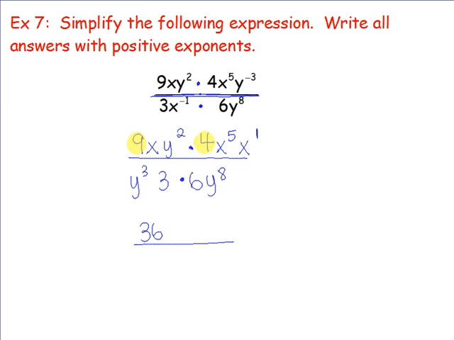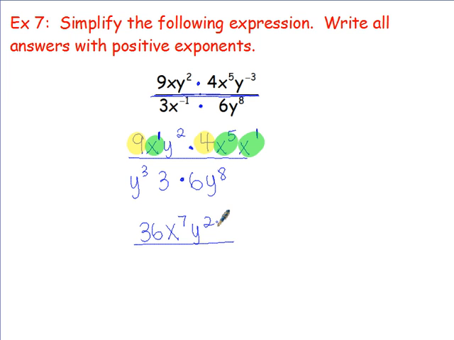Next pair, we got an X, and an X. 3 X's. And we're going to put them all together because they're all on the top. When they are side by side by side, we add. 1 plus 5 is 6, and 6 plus 1 makes 7 X's on the top. Is there anything else on the top? There's this Y. He has to stay in the problem, but he doesn't have any like terms. So just bring him along.